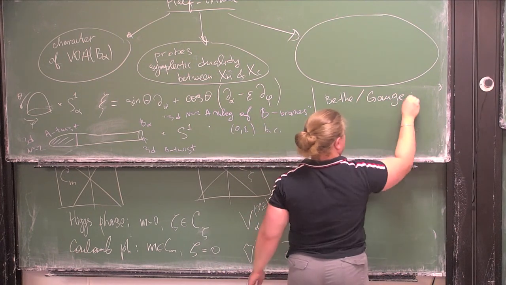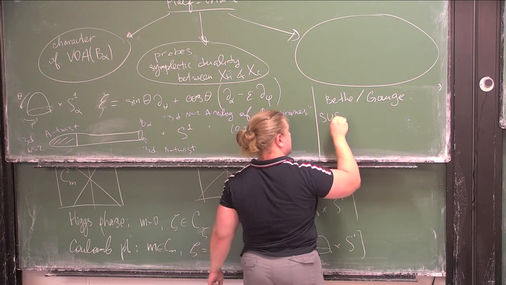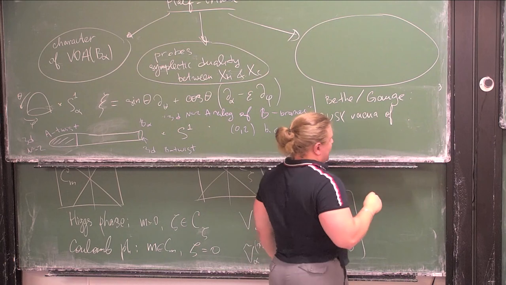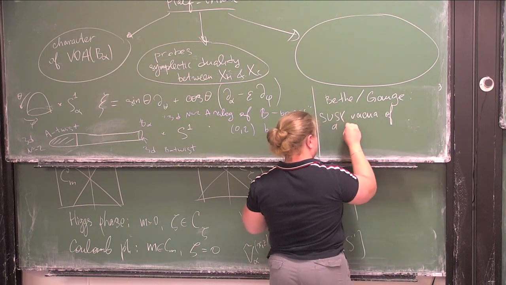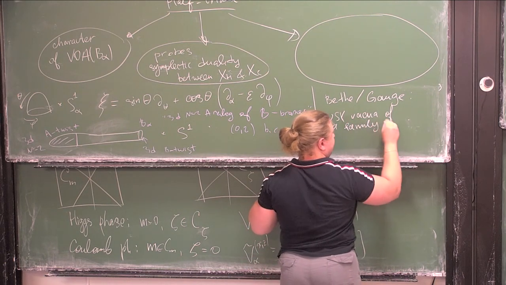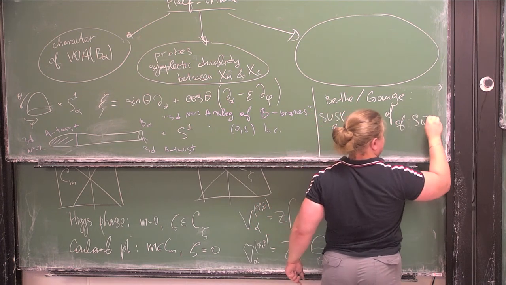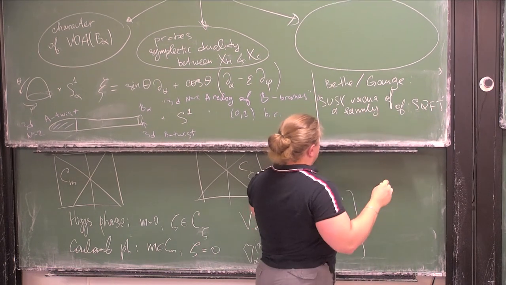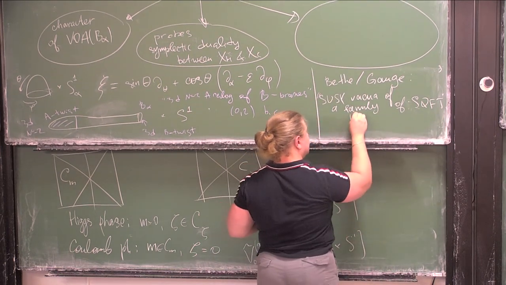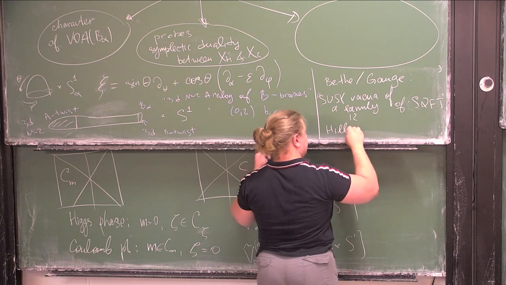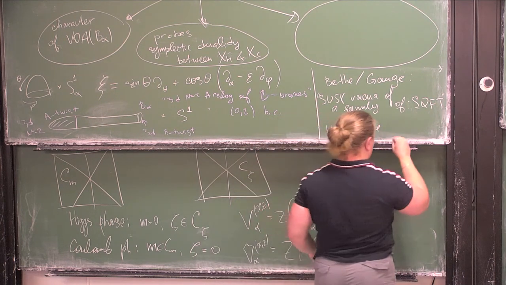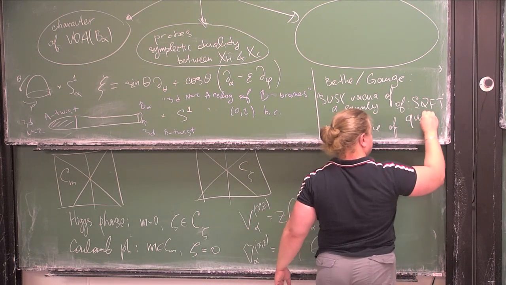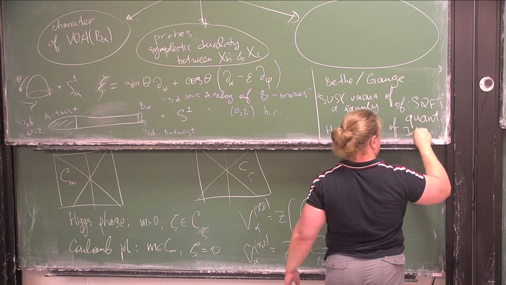And so in Bethe gauge correspondence, on the one hand, one considers supersymmetric vacua of a family of supersymmetric quantum field theories. And these vacua actually are equal to the Hilbert space of a quantum integrable model.